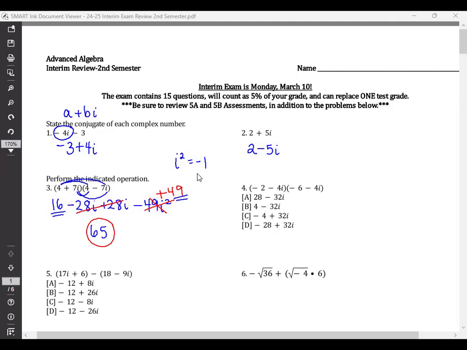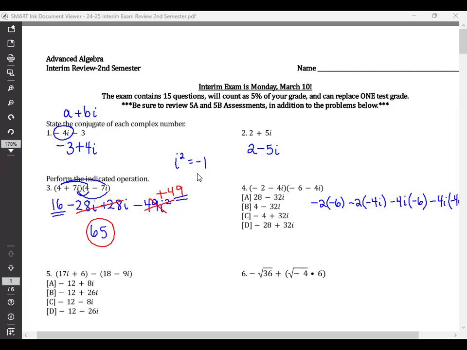And for number 4, another multiplication problem. I'm going to write this one out for you. That might help. Again, I'm just multiplying the -2 by everything in the other parentheses. So -2 times -6, and then -2 times -4i. Then I'm going to multiply the -4i by everything. -4i times -6, and -4i times -4i. We're out of room there.